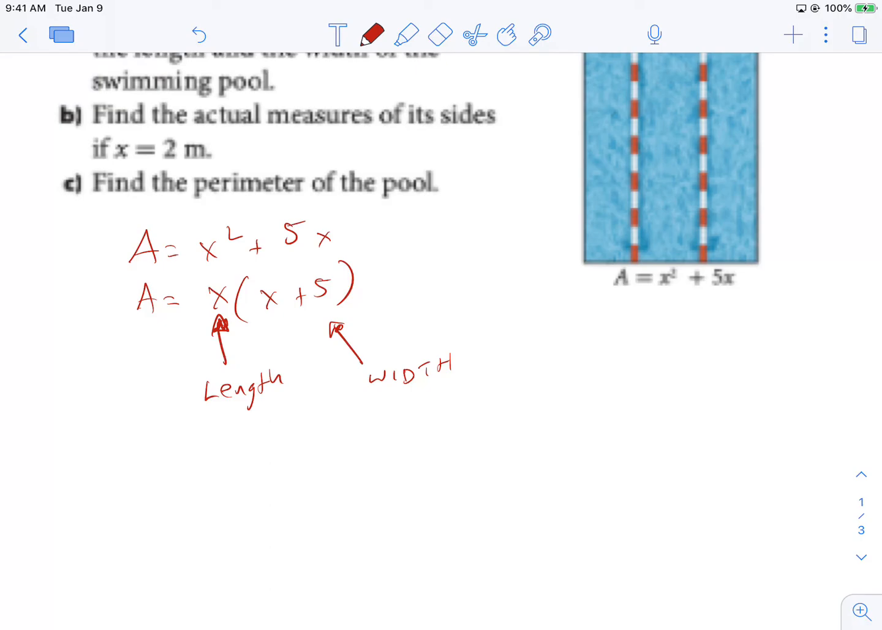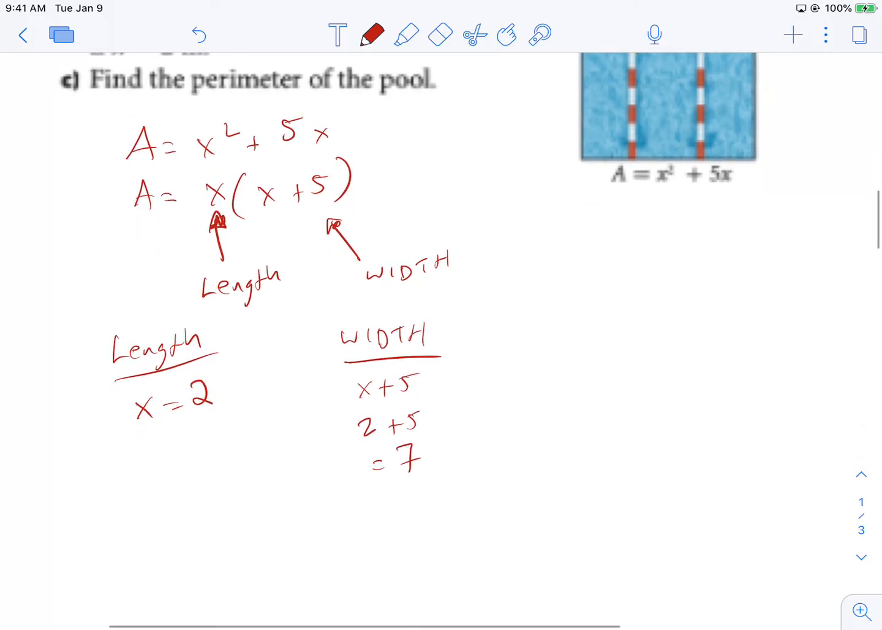So if we said this is our length, and we know that x equals 2, so if we're looking for our length, we said that in that case, x equals 2. For our width, we have x plus 5, but we're going to substitute 2 in. So we have 2 plus 5, so that is going to equal 7.